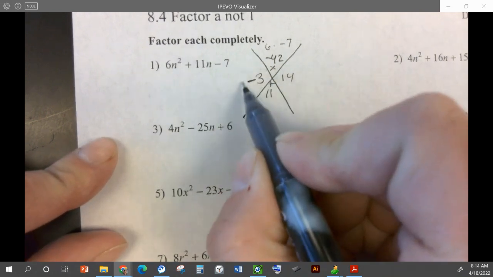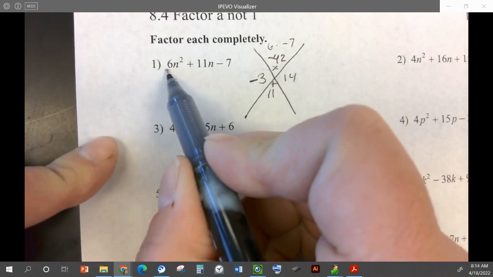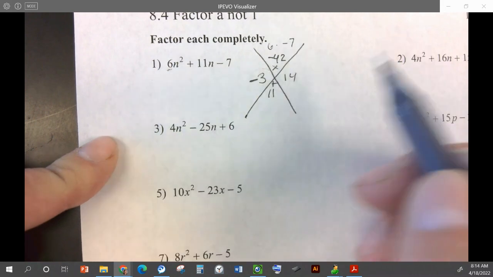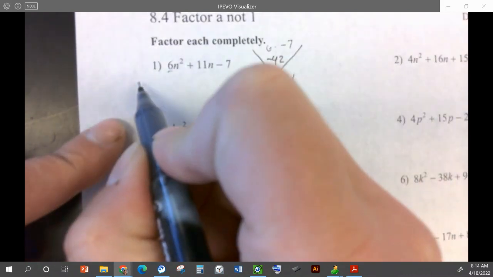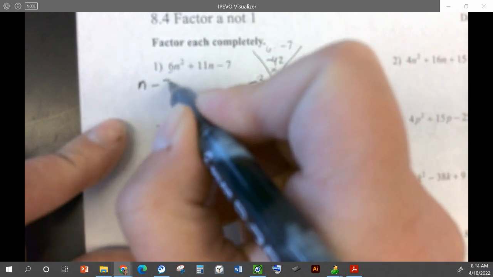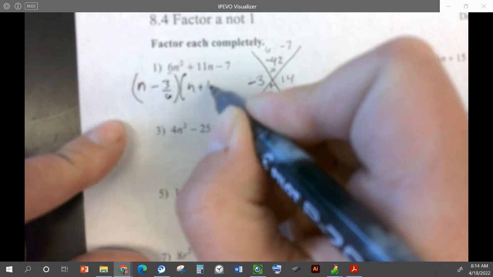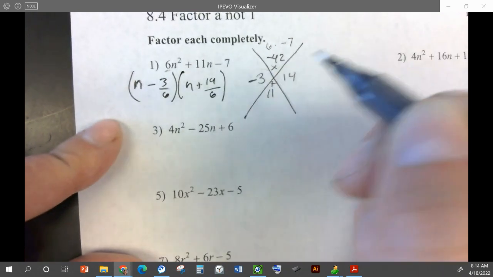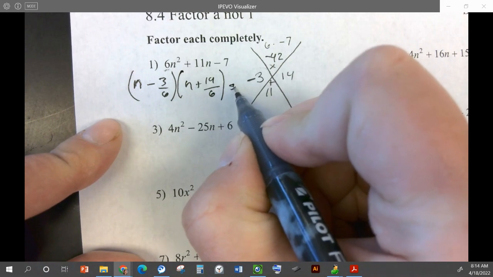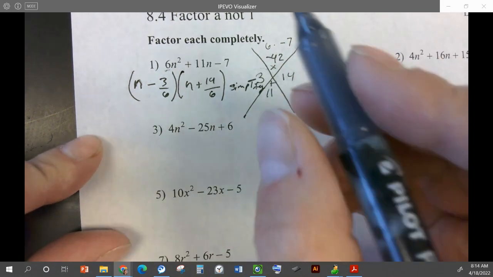So we're going to take these numbers and, yep, we're going to divide these numbers by A. So whatever A is. Right here, A is 6. So I'm going to do N. N is my variable. N minus 3 divided by 6. N plus 14 divided by 6. And then we need to simplify so that we have a reduced fraction.